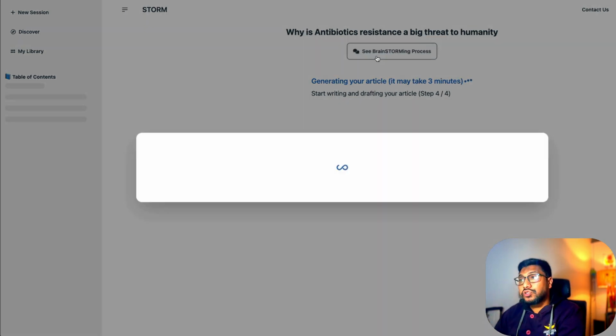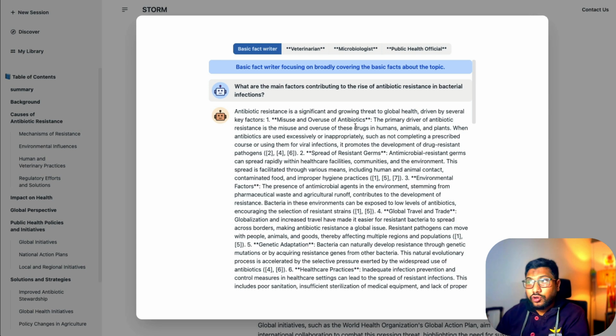And what you can also do is go see the brainstorming process. Right now, for this particular case, they've created four personas. One is a basic fact writer, and the role of the basic fact writer is focusing on broadly covering the basic facts about the topic.